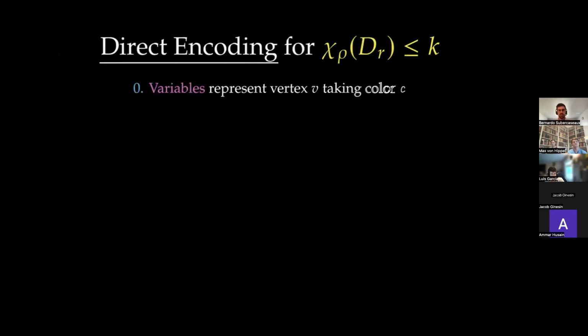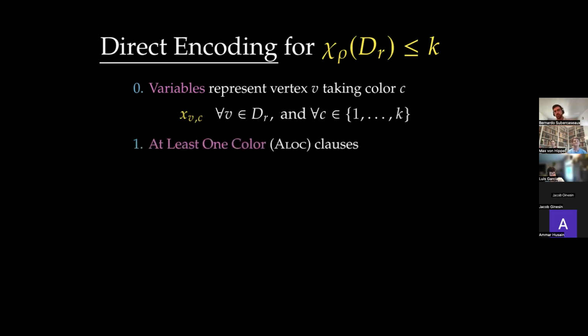So now let's go to the center of our business, which is about encoding this in propositional logic, so then we can use a SAT solver to find the answer. So we want to encode in propositional logic the fact that the chromatic number of D_r, a diamond of radius r, is at most k. The first step is that we will just use the natural variables, representing that a vertex v will take color c. We will call those just x_vc.